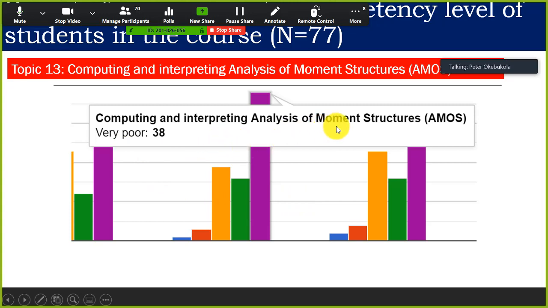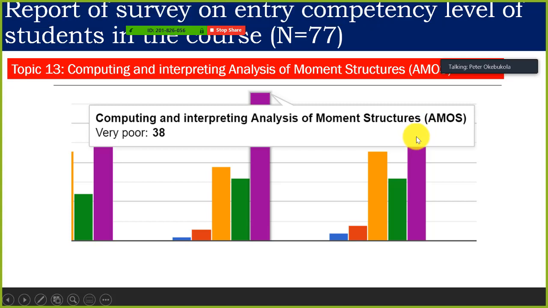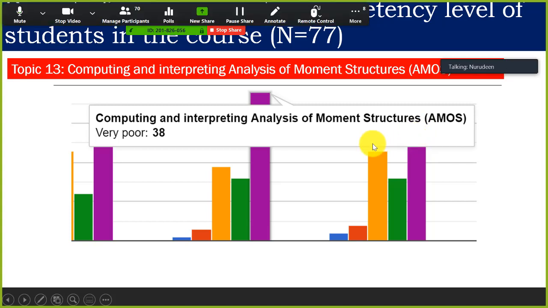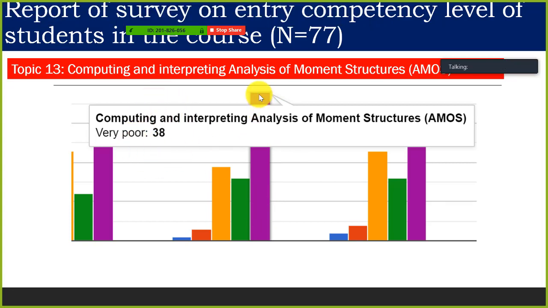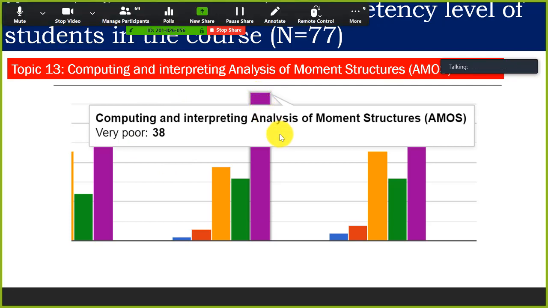Computing and interpreting analysis of moment structures, AMOS. AMOS is a very high level statistical analysis. As I said, this is a very high level analysis, which you find very useful, especially in forecasting. 38, more than half, indicated they are very poor here. Very, very poor. It means we're going to spend some time on that.